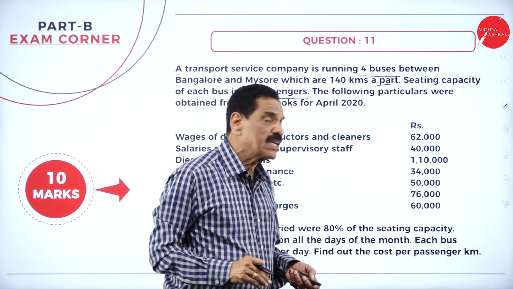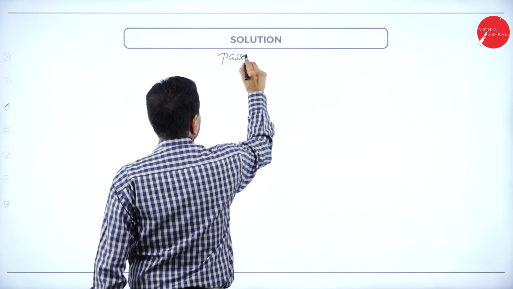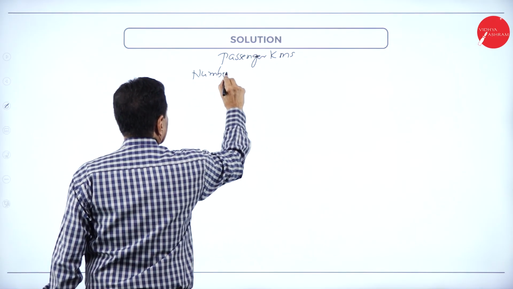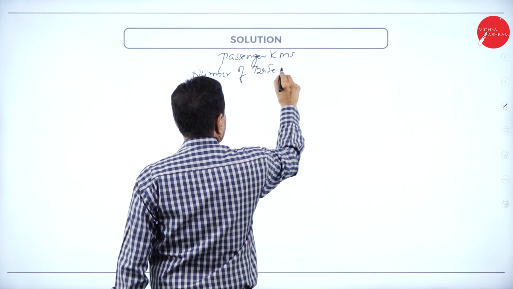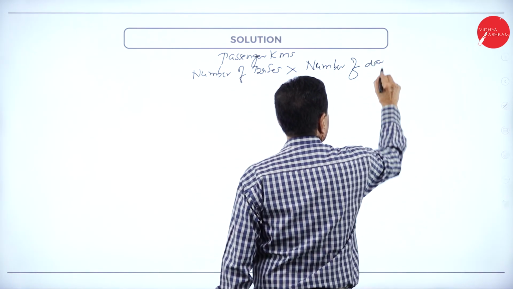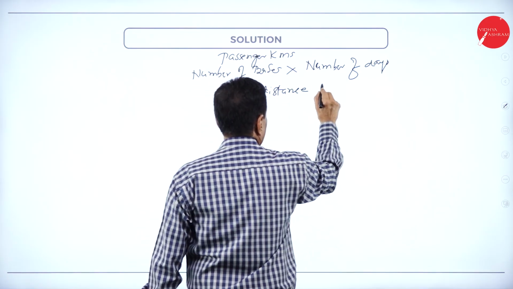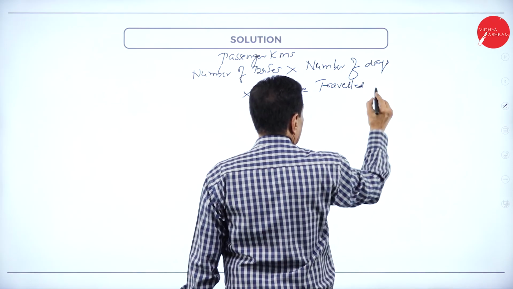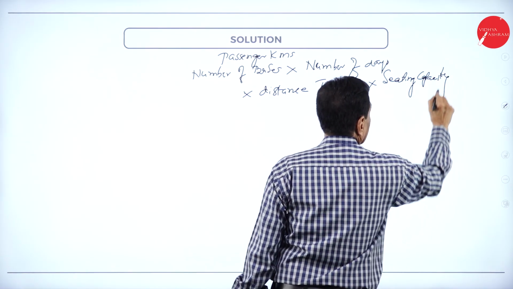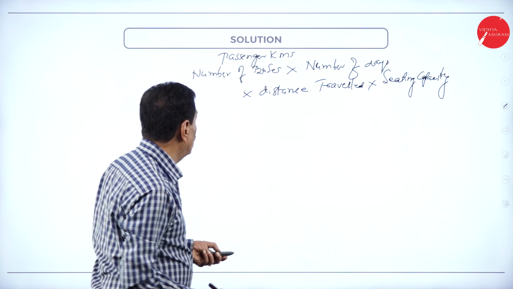So we have to calculate the passenger kilometers. Passenger kilometers: number of buses into number of days into distance traveled into seating capacity. This we have to write. What is the formula? Number of buses into number of days into distance traveled into seating capacity. We'll go through the problem.